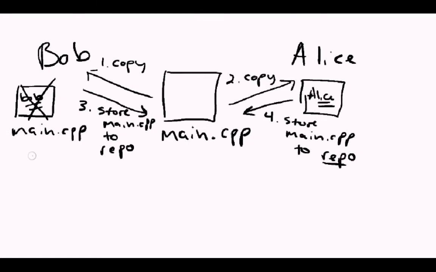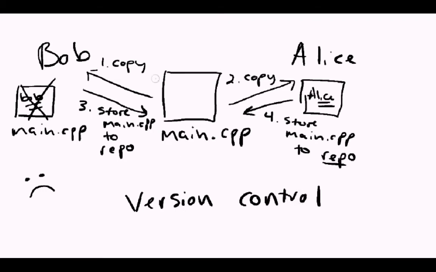Okay. So that's bad. We want Bob to be happy. We want Bob's changes to make it into the final version here. So we'll talk a little bit more about this idea of version control. Right? So there are tools called version control tools that will help eliminate this problem. Okay. And actually I have a separate lecture planned that talks just about version control.